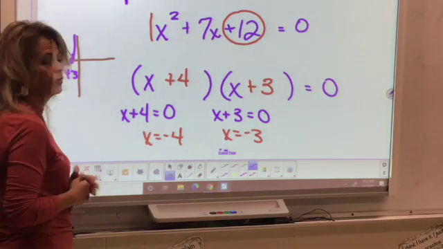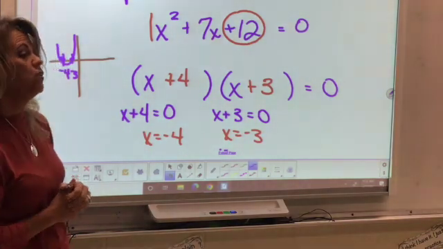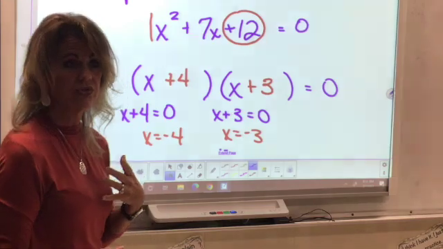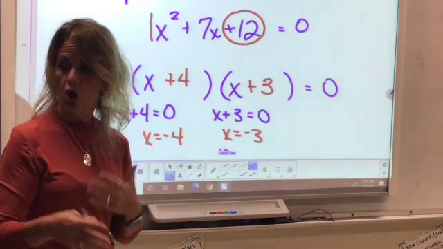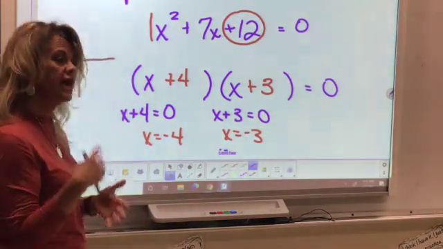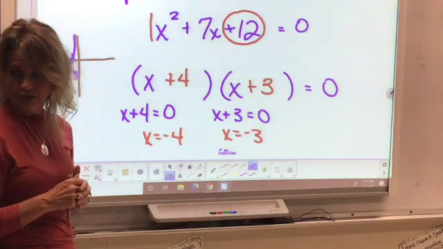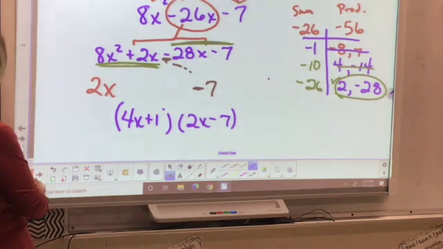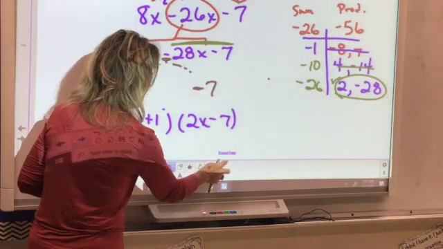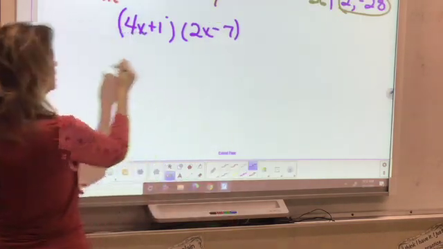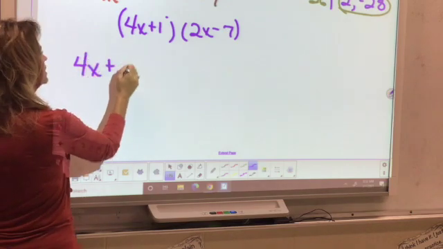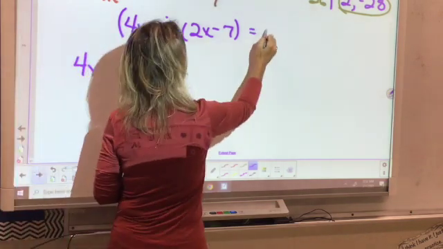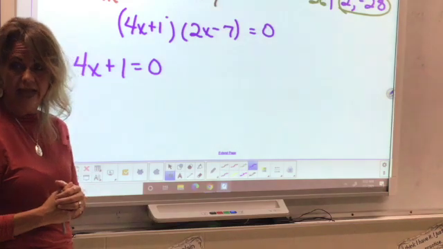Our factors are x plus 4 and x plus 3. The reason why we have to worry about factors is because we're finding where it crosses the x-axis. We're finding the solutions to the graph. Do you guys understand? Now, in the same sense, they're not always nice and pretty. These would actually look a little bit ugly. I have 4x plus 1 equals 0 if we were solving, yes?